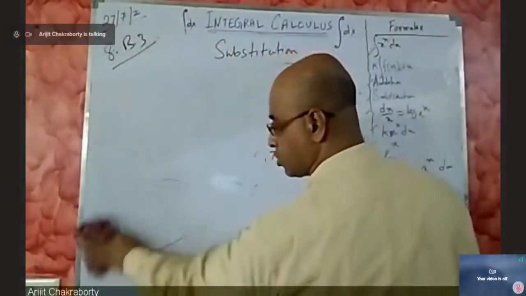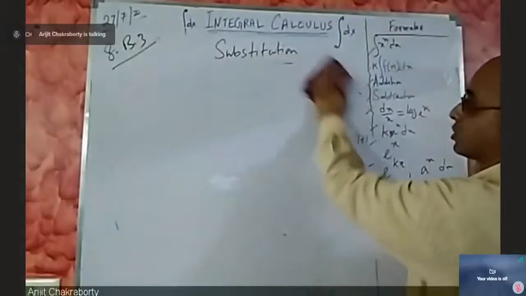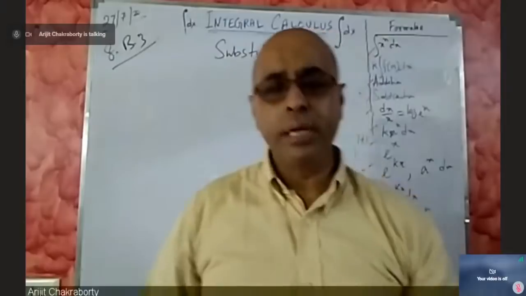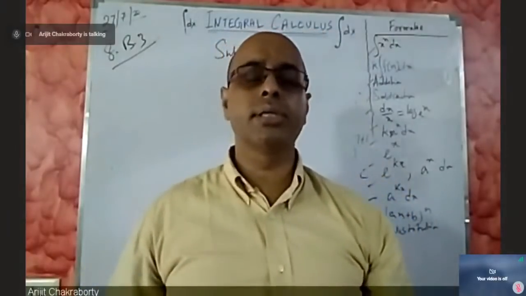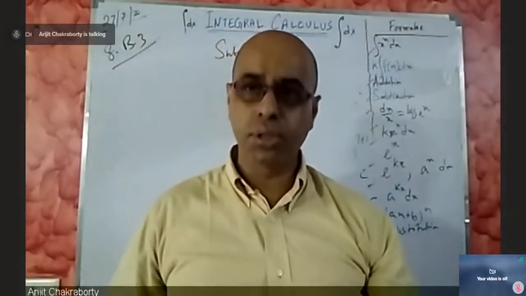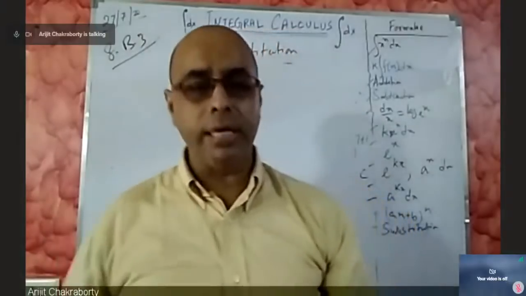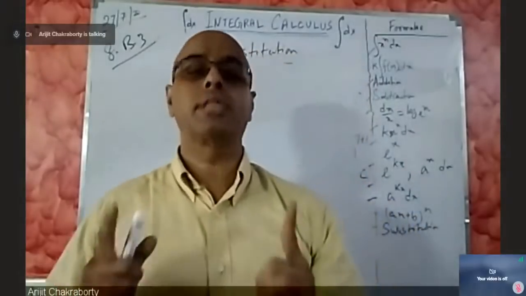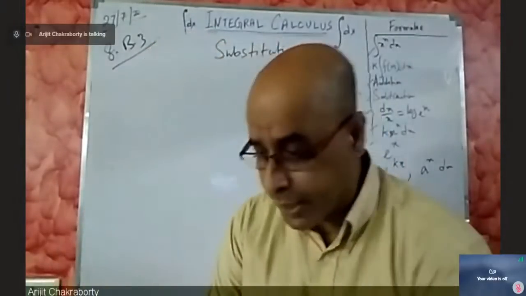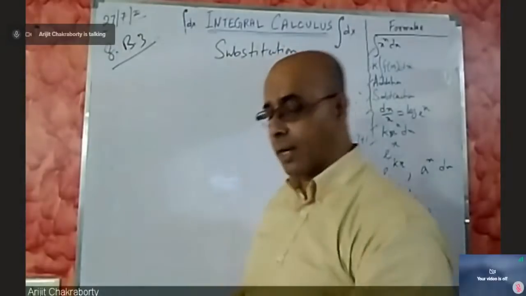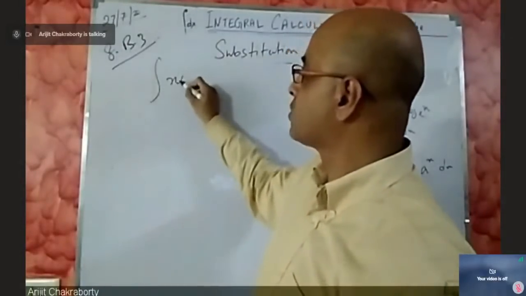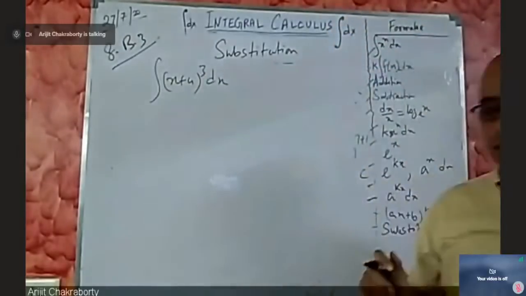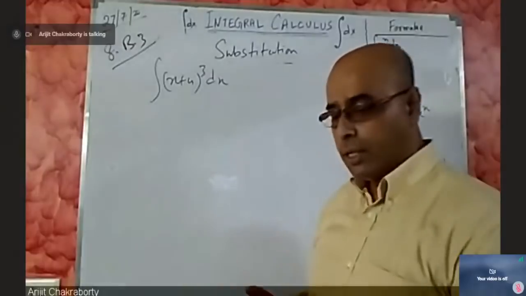This is based on substitution. The rule of substitution is an important rule in integral calculus, and very frequently in the exam, questions keep coming from substitution also. In exercise 8b, you will find a number of problems which are based on the rule of substitution. I am taking up a very easy example first, and this is (x plus 4) cube dx. So (x plus 4) cube dx, right?